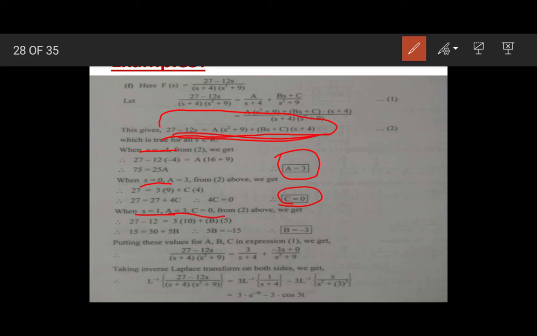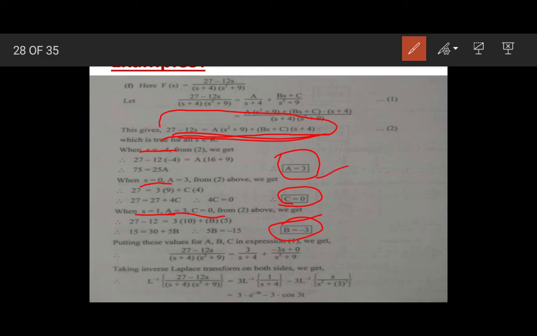Now we are going to substitute s as minus 4. So when we substitute s as minus 4 in equation 2, we get the value for A. A will be 3. Then we are going to substitute s as 0 in equation 2. And substituting s as 0, we get the value for C. C is 0. And then we substitute s as 1, A is 3 and C as 0 in the second equation. And then we get the value for B as minus 3.